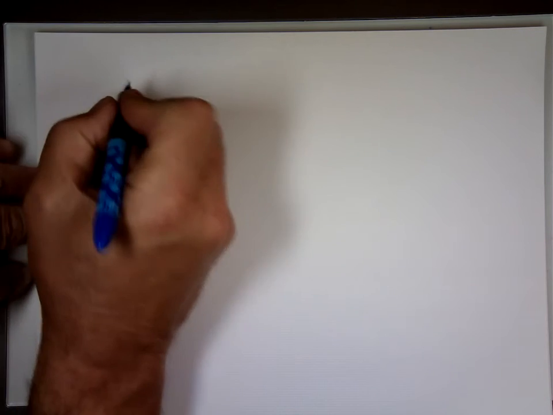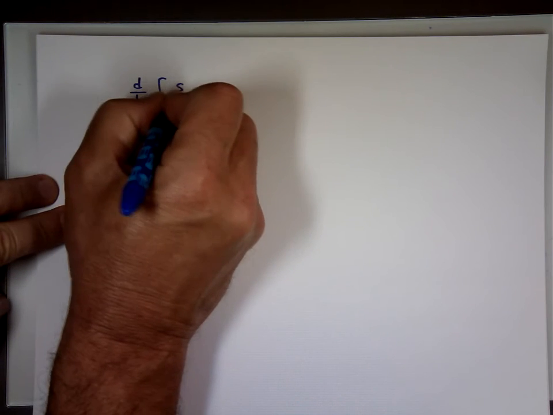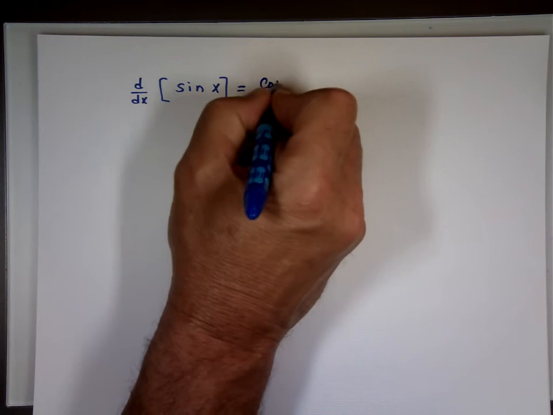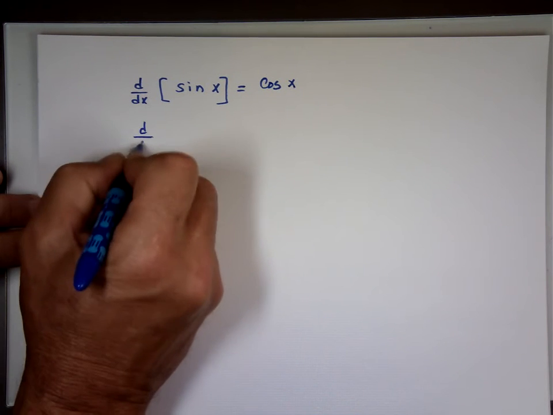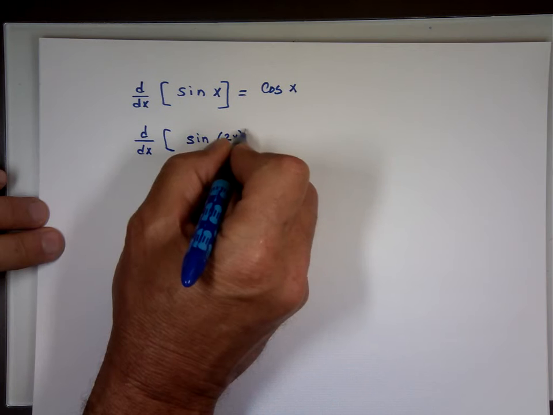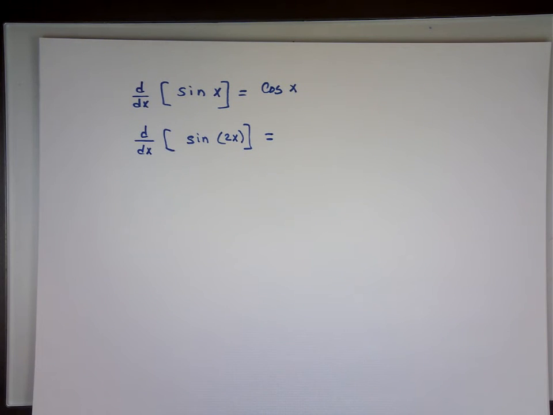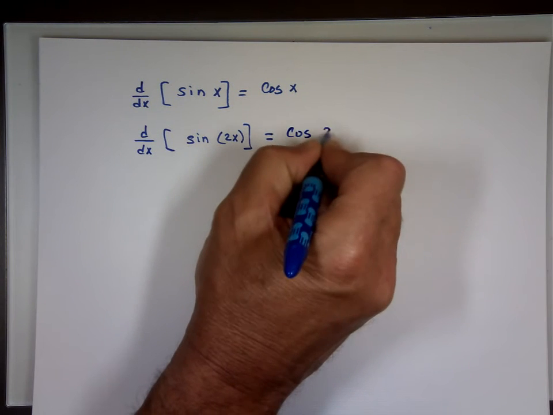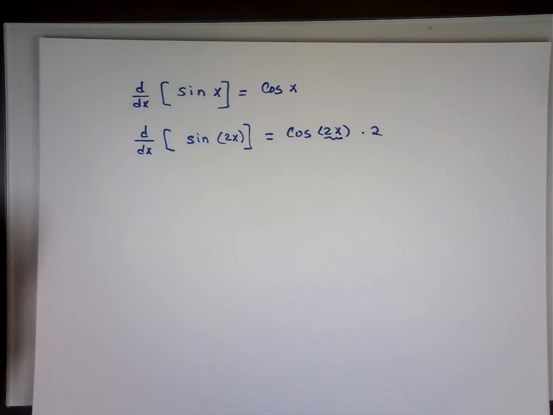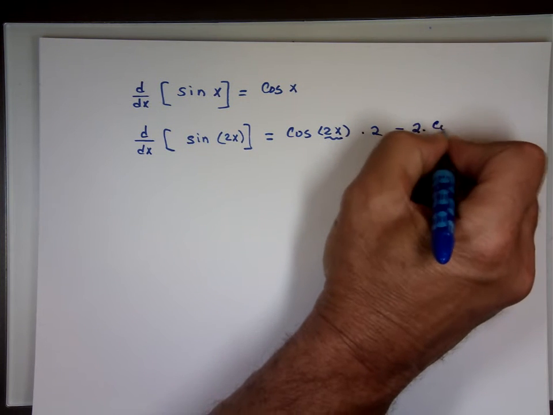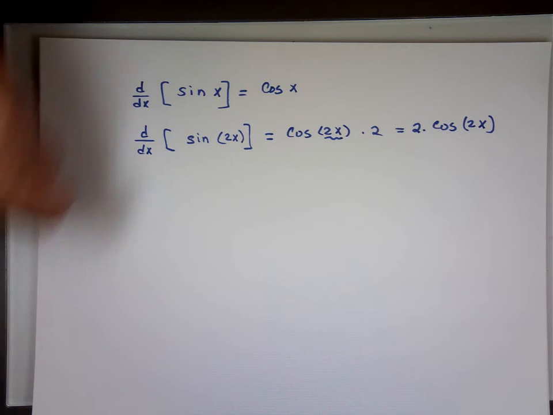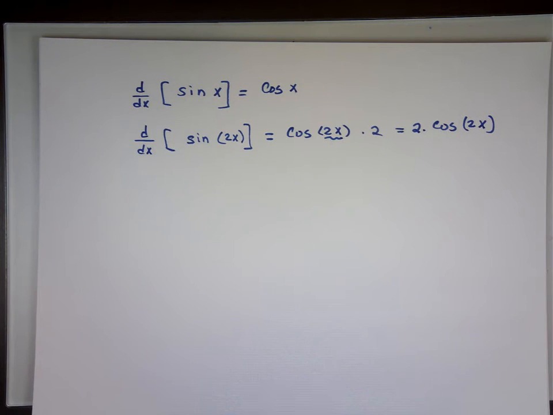What's the derivative of sine x? We said that's cosine x. Good. But now what's the derivative of sine 2x? Cosine 2x times the derivative of this. What's the derivative of 2x? 2. So you can write that as 2 times the cosine of 2x. So it looks the same as this, except we need to multiply by the derivative of the inside.